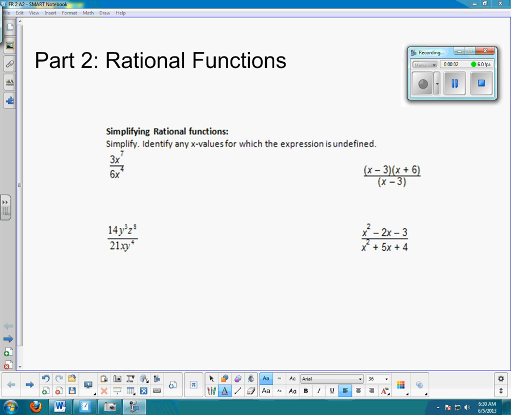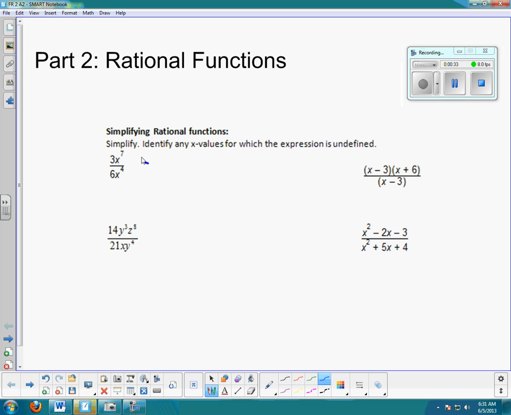All right. In part two of our studies, we learned about rational functions. Rational functions are really just functions that are fractions. In the beginning, we talked about simplifying rational functions. We've done simplifying of just basic monomial functions, which is the first example, 3x to the 7th over 6x to the 4th. You've done this a variety of ways and with more than just one variable. Basically, it's just the same as it was in Algebra 1.